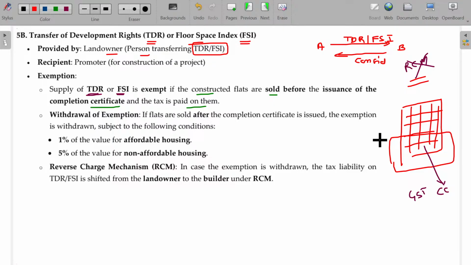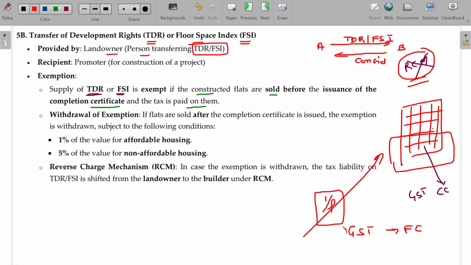while constructing your flats, you purchase lots of inputs, like cement and machines and all, right? So while purchasing all these things for construction, you need to pay the GST on this. GST payable under forward charge. If you want to escape from RCM, while constructing, 2 points to be noted. The house property flats, before getting completion certificate, are sold and GST is paid, then RCM is not required.